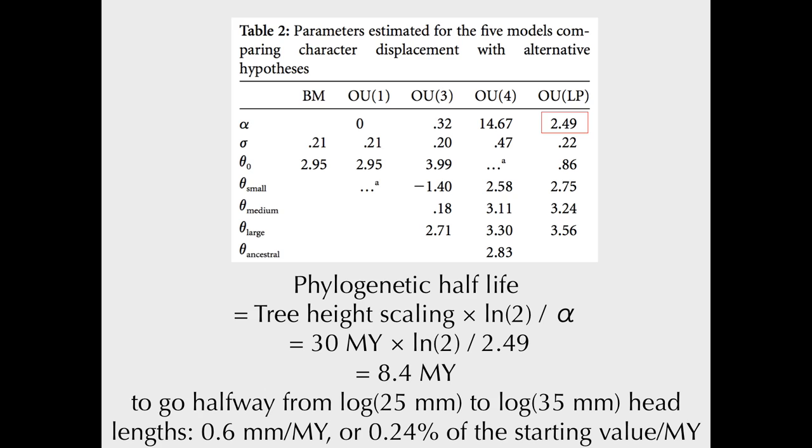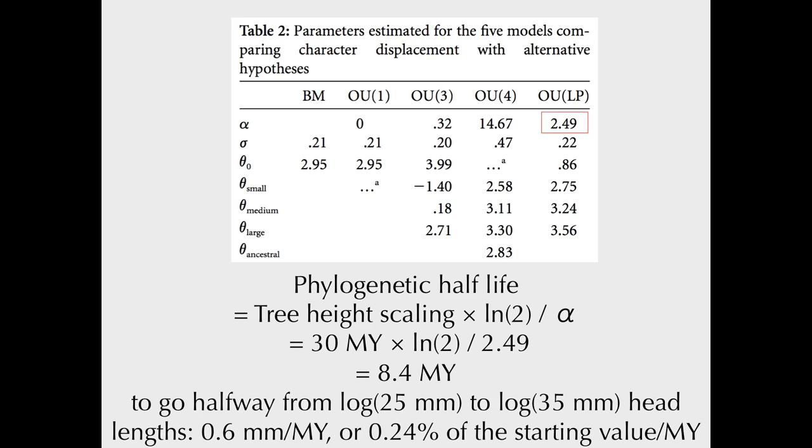Here's where that concept of phylogenetic half-life, which you also talked about, was useful. In their case, they scale all tree heights to 1, so they convert back into millions of years. A ballpark estimate I got online last night was 30 million years for the crown group age of Anolis. And then log 2 over alpha means that the half-life is 8.4 million years. So the amount of time it takes to go halfway to your new optimum is 8.4 million years.